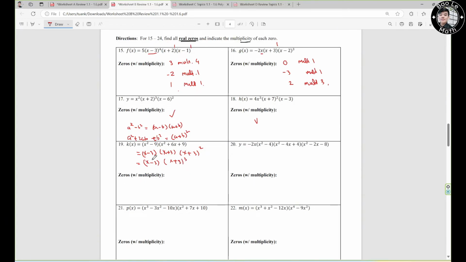So the first zero is right here: s minus 3 equal to 0, so s equal to 3 with the multiplicity of 1. And then the second one, s equal to negative 3 right here with the multiplicity of 3.